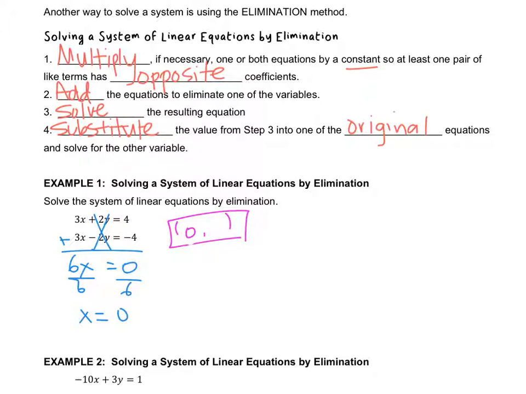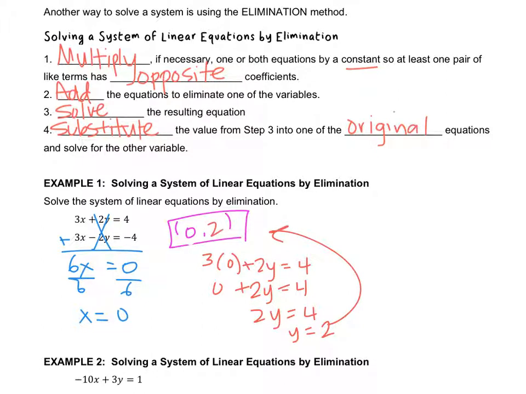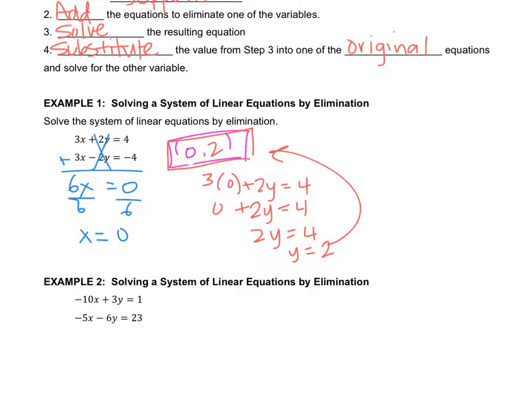So let's do 3 times 0 plus 2y equals 4. So that gives me 0 plus 2y equals 4. I can tell right now y is going to be 2. So that goes right up here. So the intersection point is (0, 2). You could take 0, plug it into the other equation, and that's how you could confirm that 2 is the correct y value. All right, let's move on to example 2.